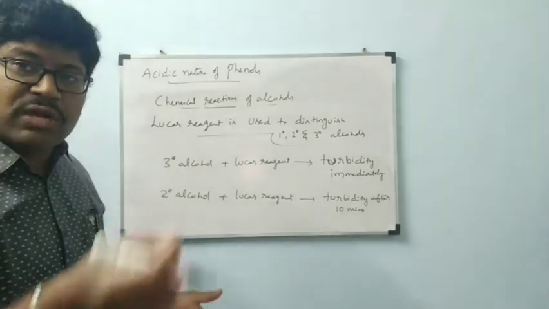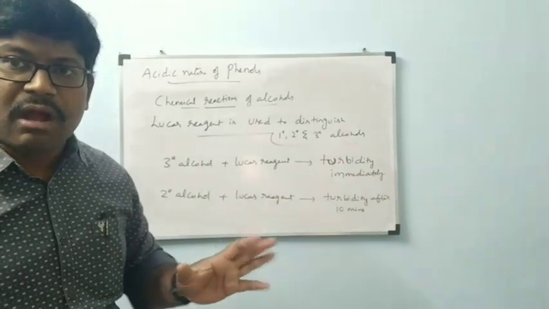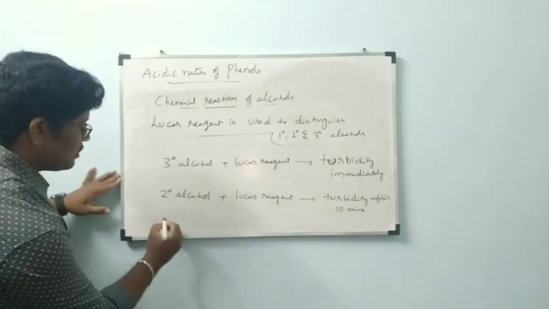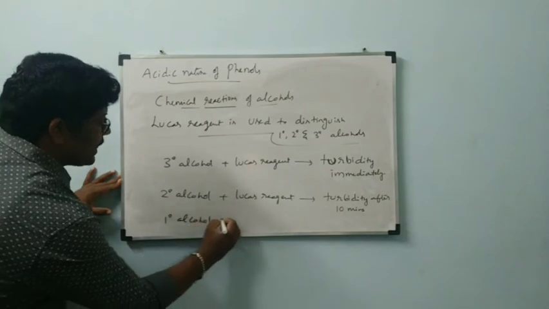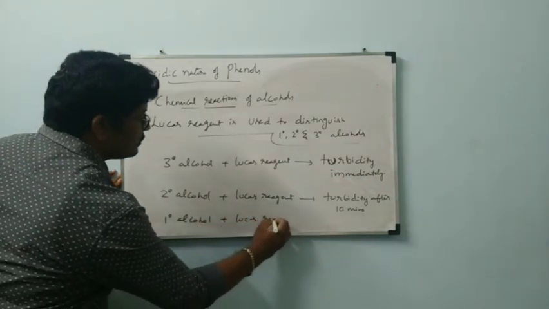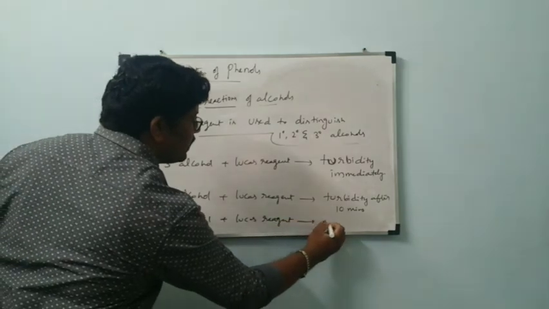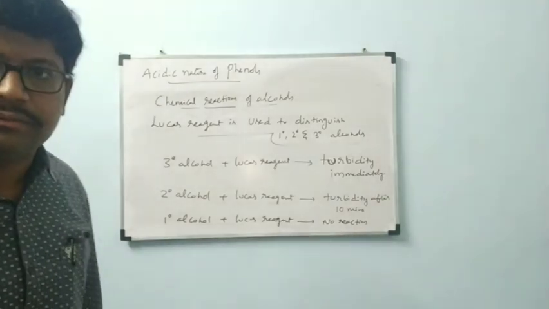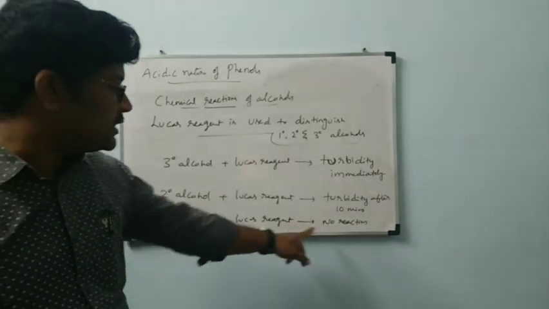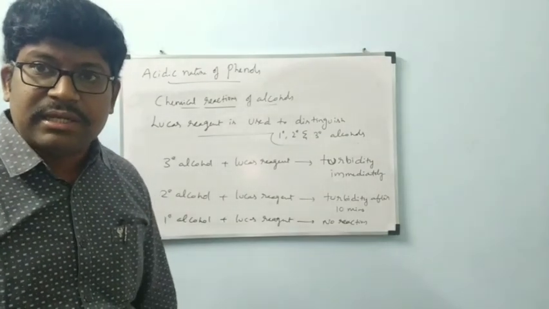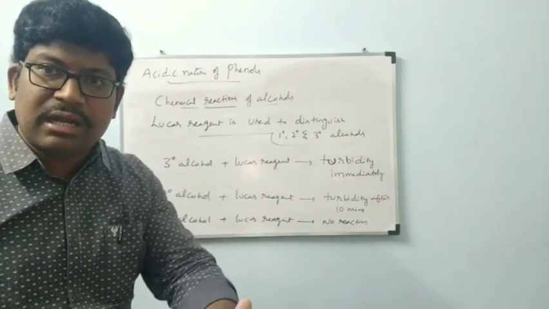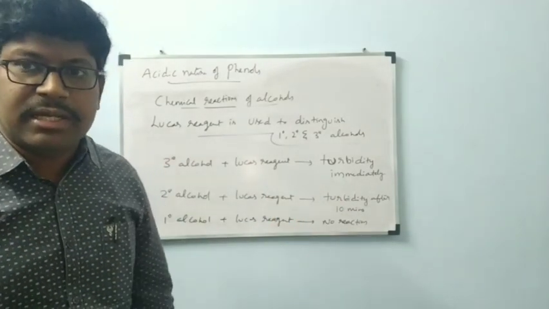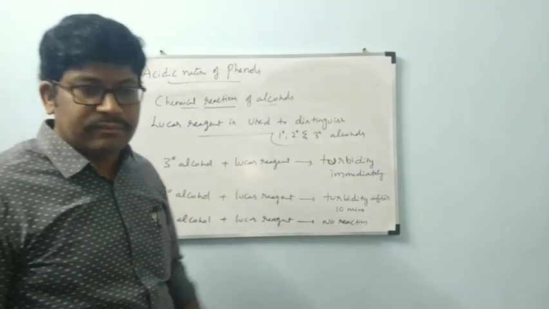To the given alcohol, if Lucas reagent is added and we keep it aside, and after 10 minutes we observe turbidity, then we can confirm this one as secondary alcohol. Primary alcohol plus Lucas reagent will not undergo reaction at normal conditions. That means if we add Lucas reagent to the given alcohol and keep it aside, and even after 10 minutes we don't get any turbidity, then we can confirm that one as primary alcohol.